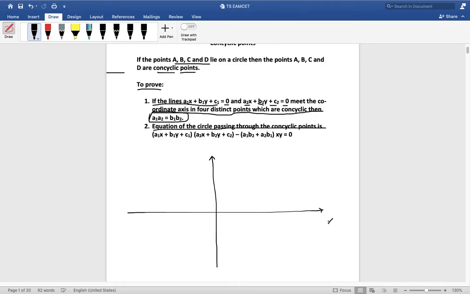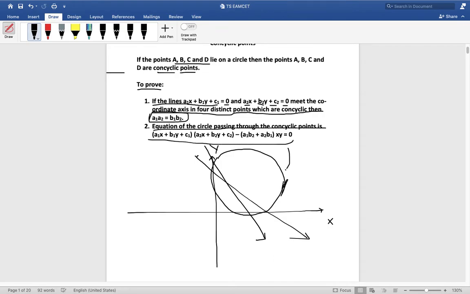So the coordinate axes I have drawn, this is the x-axis, this is the y-axis, this I assume is the first line, and this might be, say, the second line. These 4 points are there. We are given that these 4 are concyclic points, so a circle might exist like this one. If these 4 points are lying on a circle, then I have to prove that this is the equation of the circle given over here. And I also have to prove a1a2 equals b1b2.